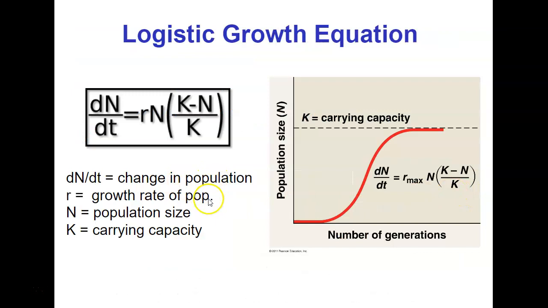So here's the equation for that. It's still r times N, but now we have this new addition onto the end where we're factoring in carrying capacity, which is something that we didn't do before in exponential growth.